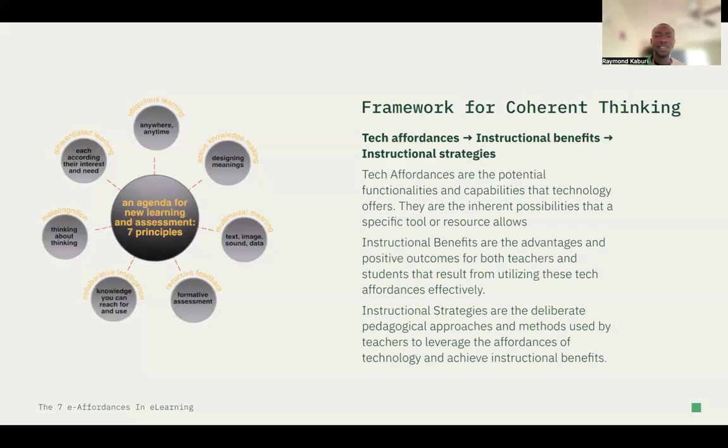So someone may ask, what is the tech affordance? The tech affordances are the potentialities, functionalities or capabilities of the technology in question, that is, what it offers in our instruction. And the instructional benefits are the advantages or positive outcomes for both teachers and students that will result from the utilization of this technology. And the last thing, the instructional strategies, are the deliberate instructional approaches and methods that may be used by you as a teacher to leverage the affordances of the technology to achieve our instructional benefits, or our end goals.